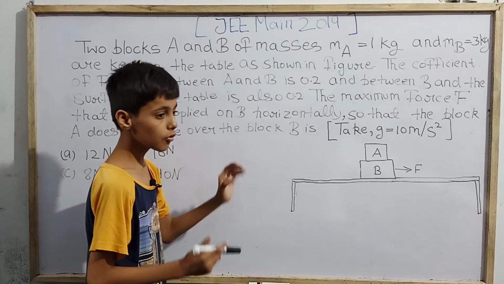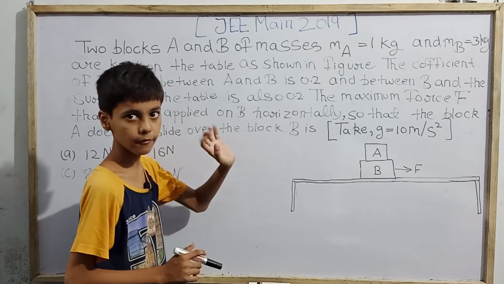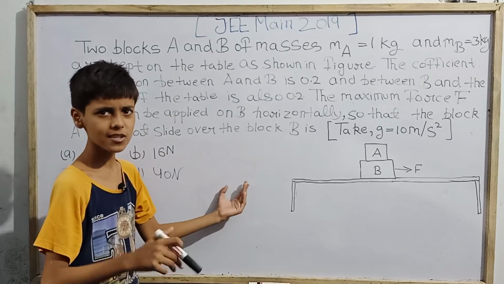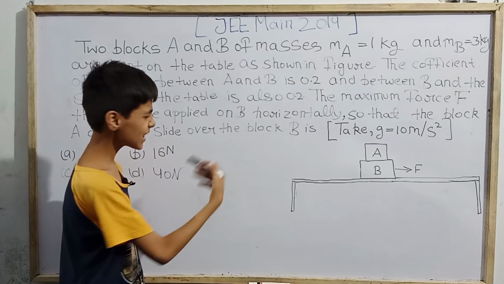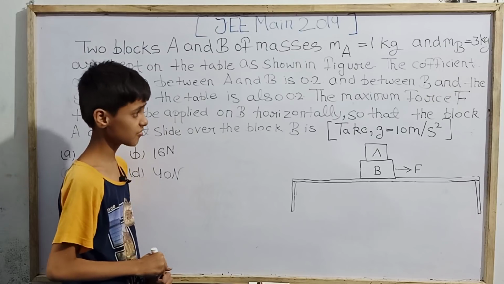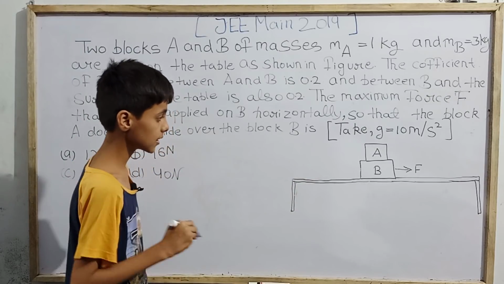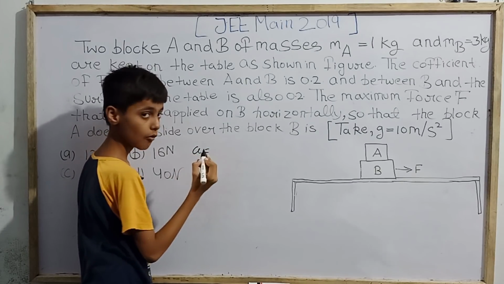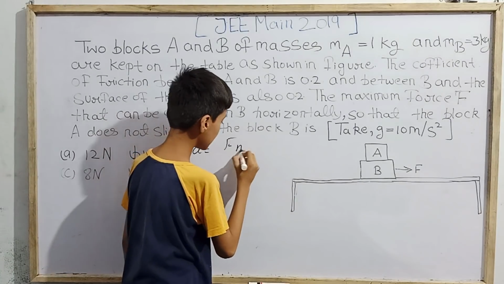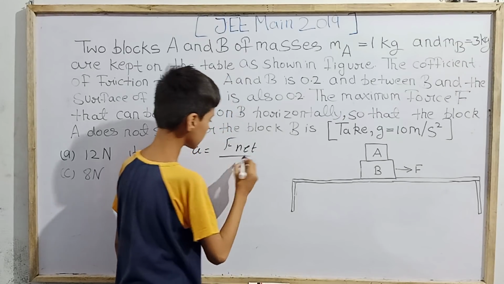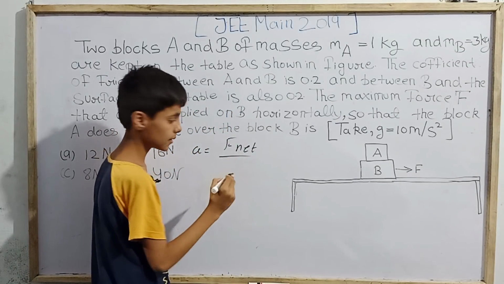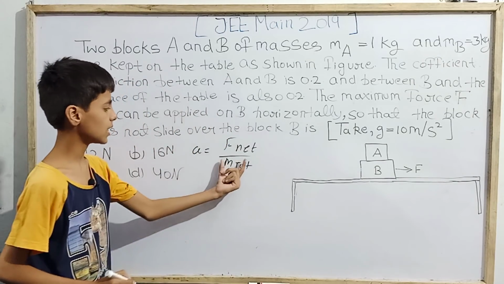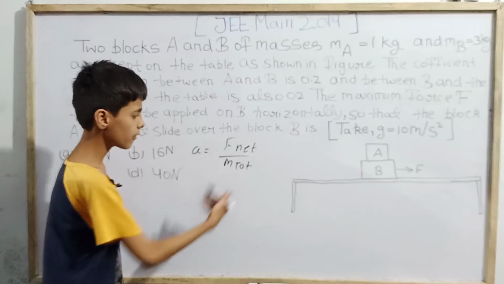First, we have to find the maximum force. First, find out the acceleration. We can write a formula for acceleration for the whole system, the entire system. The acceleration formula is F net, the net force acting over the system, divided by the total mass of the entire system.